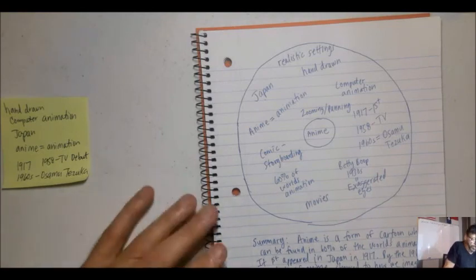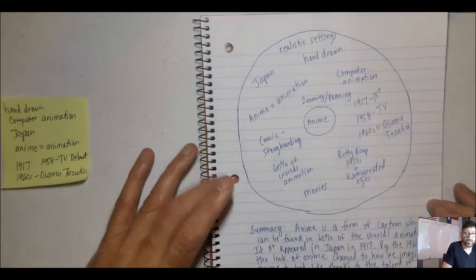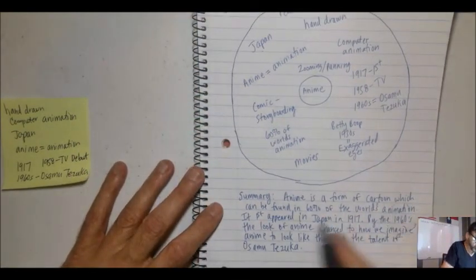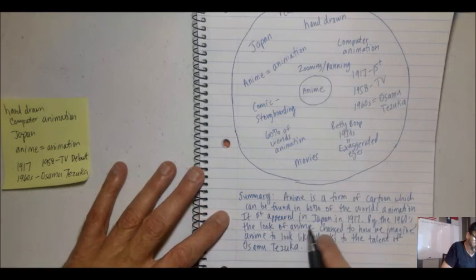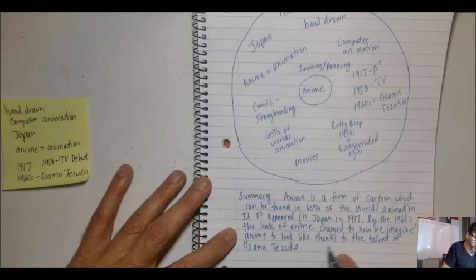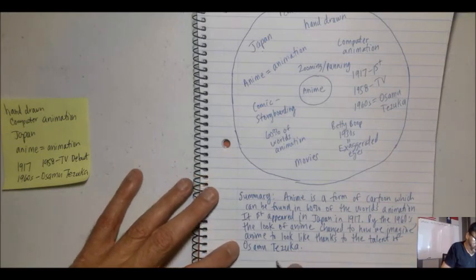Okay, so I mean, this is a great summary. Okay, I got cut off. So, anime is a form of cartoon which can be found in 60% of the world's animation. It first appeared in Japan in 1917. By the 1960s, the look of anime changed to how we imagine anime to look like, thanks to the talent of Osamu Tezuka.